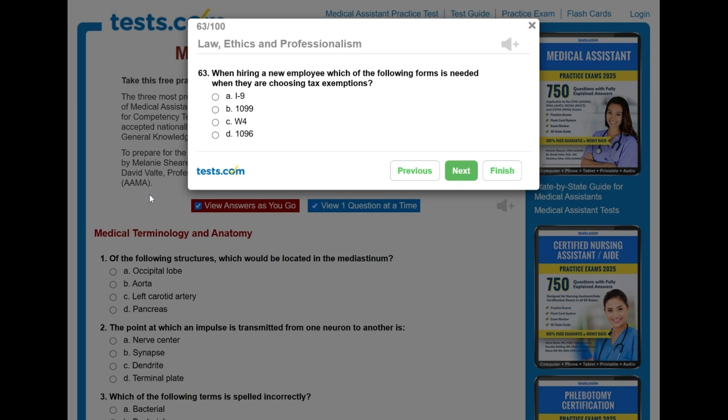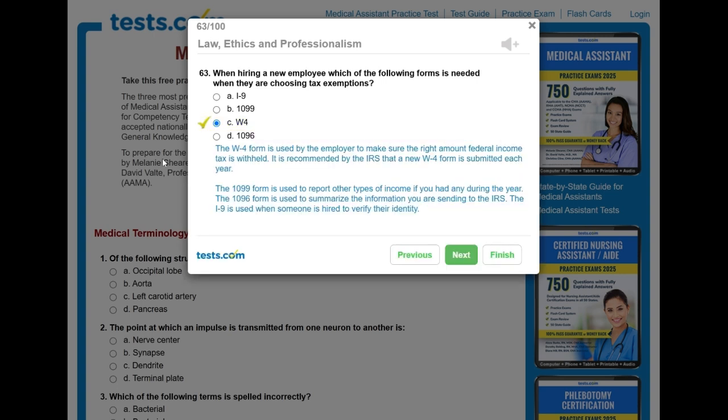Question 63. When hiring a new employee, which of the following forms is needed when they are choosing tax exemptions? A. I-9. B. 1099. C. W-4. D. 1096.